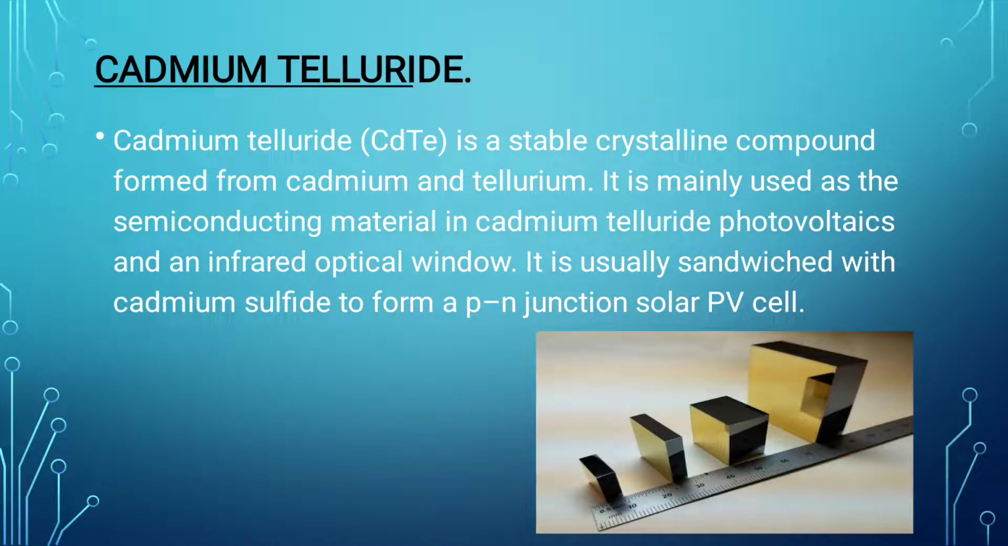Cadmium telluride. Cadmium telluride, CdTe, is a stable crystalline compound formed from cadmium and tellurium. It is mainly used as the semiconducting material in cadmium telluride photovoltaics and as an infrared optical window. It is usually sandwiched with cadmium sulfide to form a p-n junction solar PV cell.